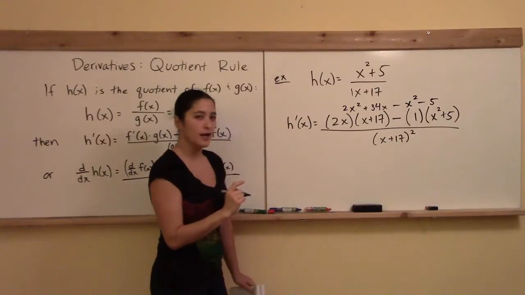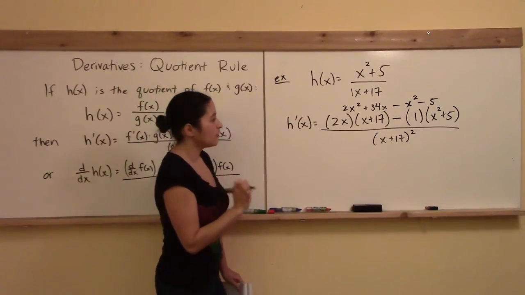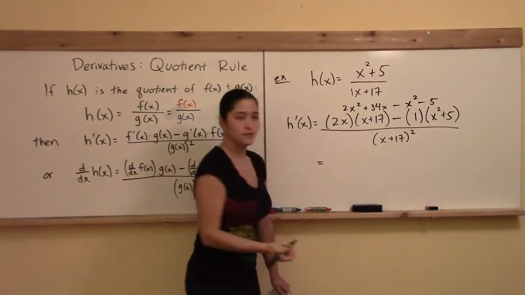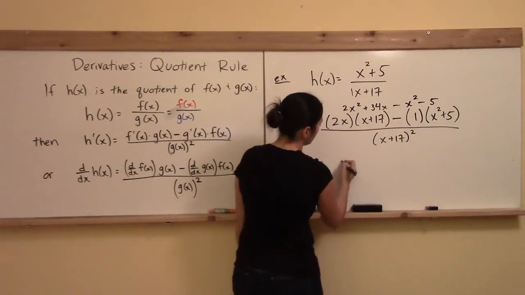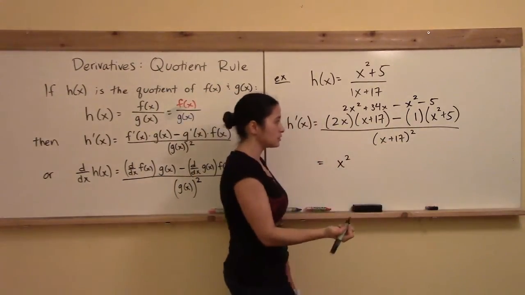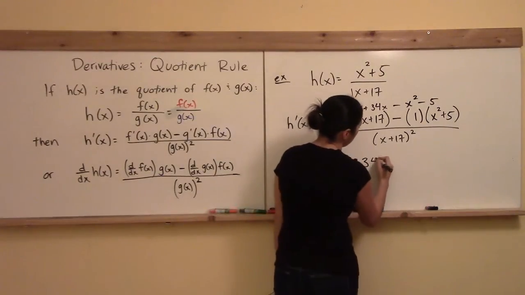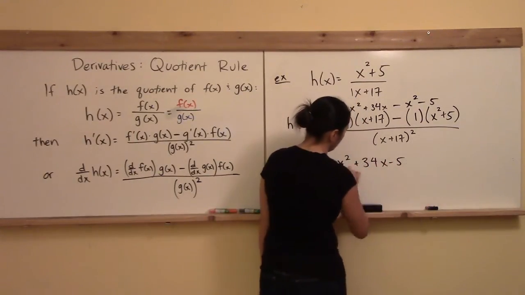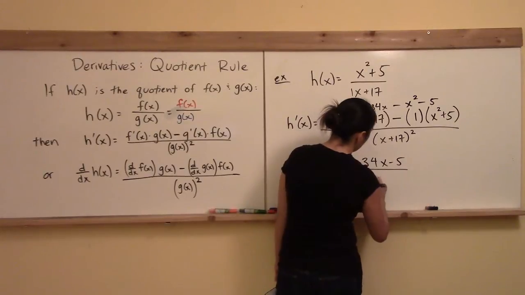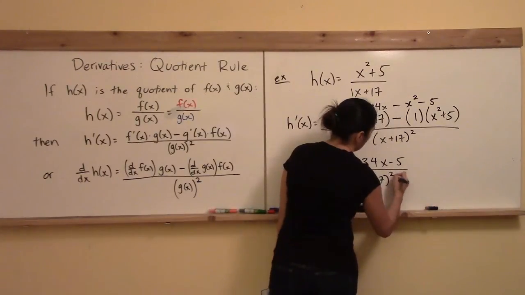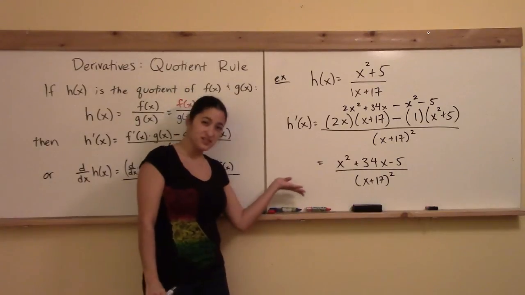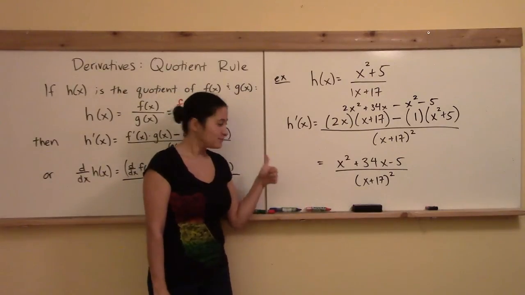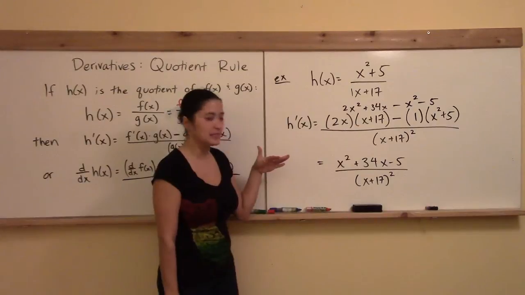And you see where I have some like terms, some combinable terms here? It's on the x squared coefficient where I have 2 x squareds, then I have a minus x squared, so really I just have 1 x squared. And I have 34 x's, and I have the number minus 5, and I'm going to divide that quantity just as I did before by x plus 17 squared. Now is it simplified? You better believe it is. It's as simple as it's going to get for me.